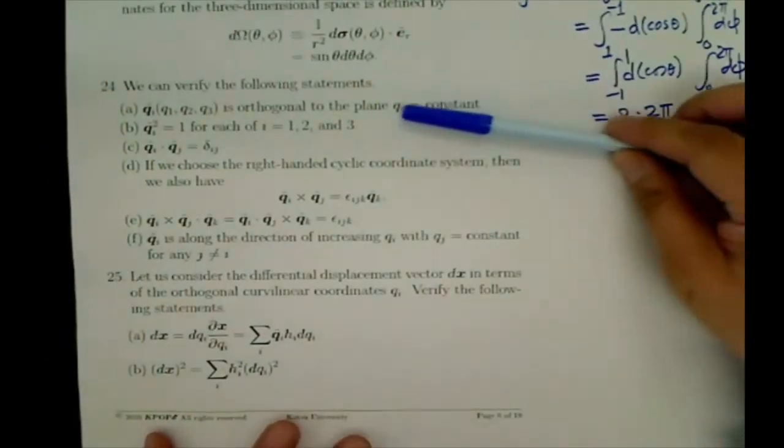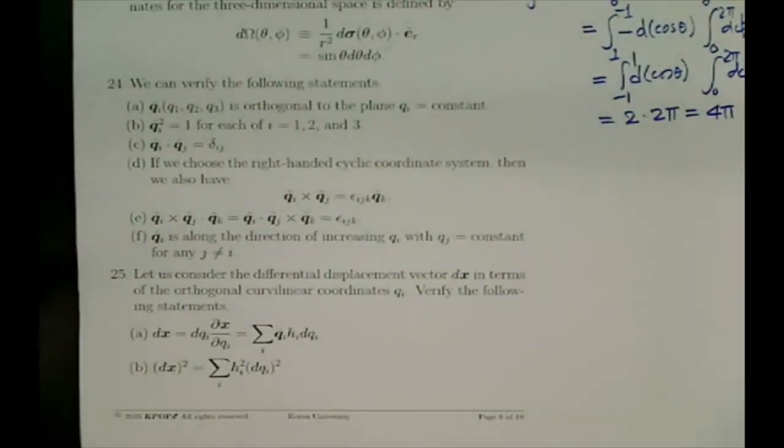Next. In general, a curvilinear coordinate system has a very complicated structure, but as far as the cylindrical coordinate system or the spherical polar coordinate system is concerned, all the basis vectors along those curvilinear coordinates are perpendicular to one another, and they form a cyclic coordinate system, and the cross products are very simple.